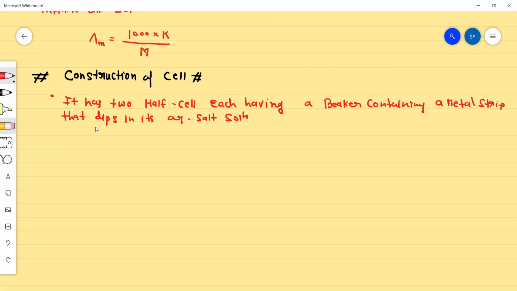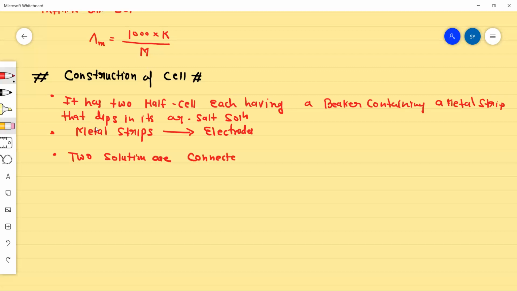Okay, I will give you the example. The metal strips are called electrodes, and the two solutions are connected by a salt bridge because they are two half cells. They are connected by the salt bridge. Now, what is a salt bridge? That we'll see, because in the board exam they ask for 2 marks: write a short note on the salt bridge.